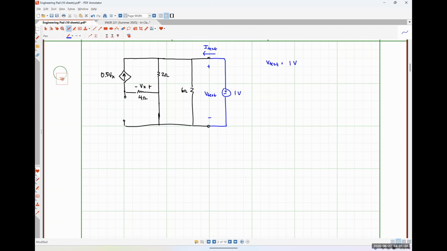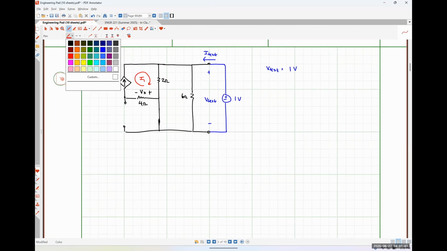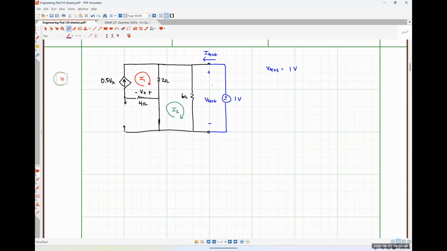If I choose to use a test voltage source, then V test is a known quantity, and the only thing I'm actually interested in is the current I test. So let's solve for that current I test, in this case, using mesh analysis. This will be mesh 1. Here's mesh 2. And here's mesh 3.